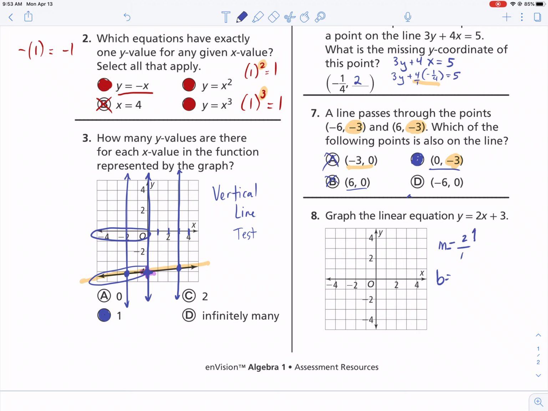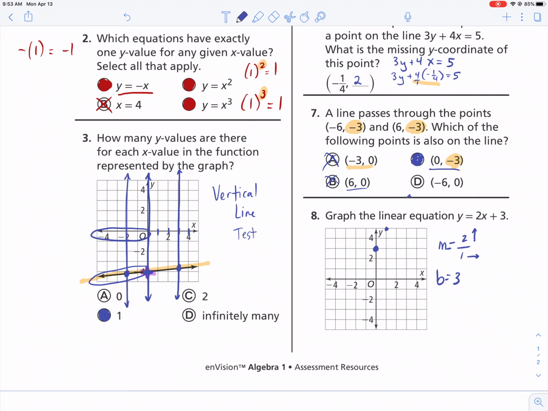So 2 positive means we're going to go up 2, and 1 positive means we're going to go right 1. Our value of b is going to be 3. So b is where we start, where we begin. We're going to start at b on the y-axis, and we're going to go up 2, right 1.